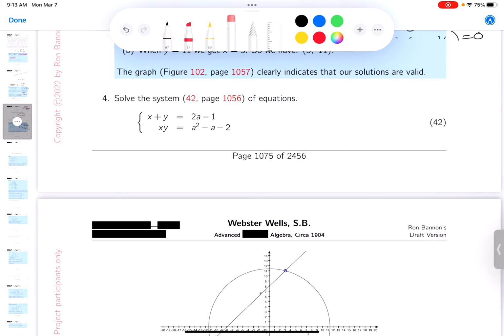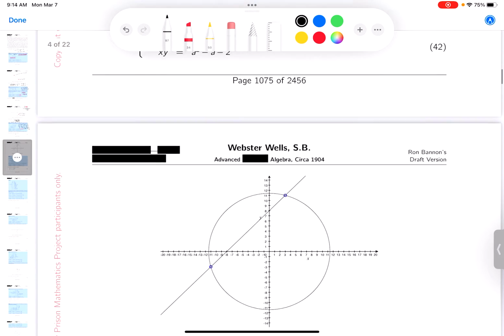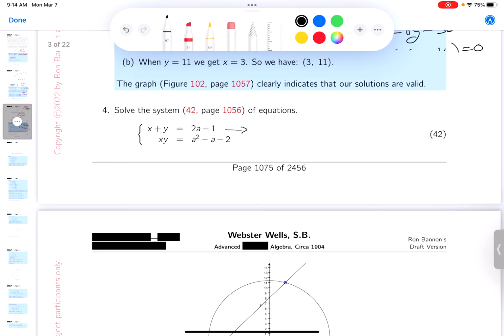Okay, number 4 is a problem with parameters in it, and we're trying to solve for x and y. So my first goal here is probably to make a substitution by solving one of the equations for either x or y. So let's write this down. I'm going to take the first equation and solve it for, whoops, doesn't really much matter. Let's solve it for y.